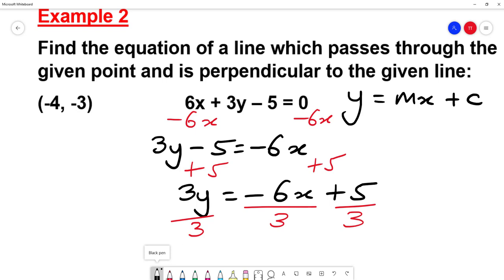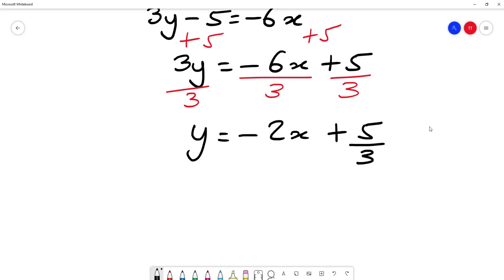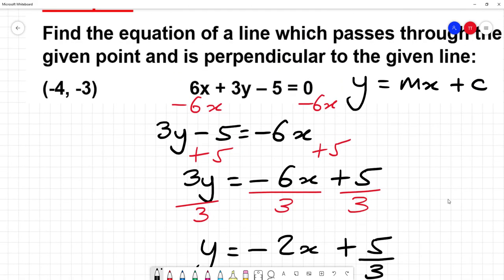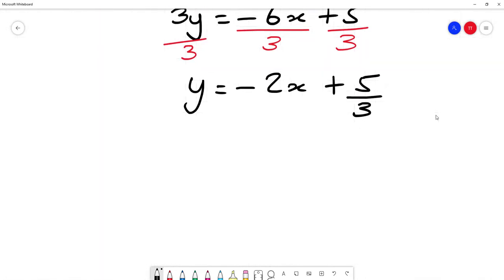So what we end up with is the following equation. So we get y equals minus 6 divided by 3 is minus 2. So we get minus 2x plus 5 over 3. So now that we've got our equation in the form y equals mx plus c, we're in the process to solve this question. Now they've told us that it passes through the point minus 4 and minus 3. Now that's important. So we write x as minus 4 and y as minus 3.